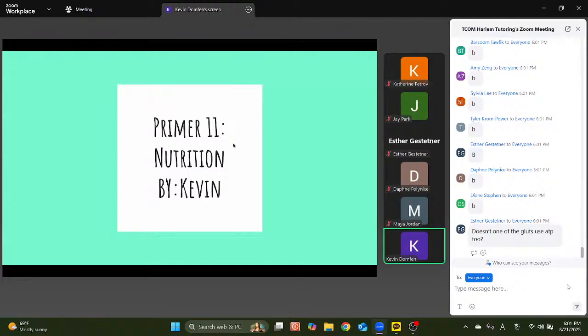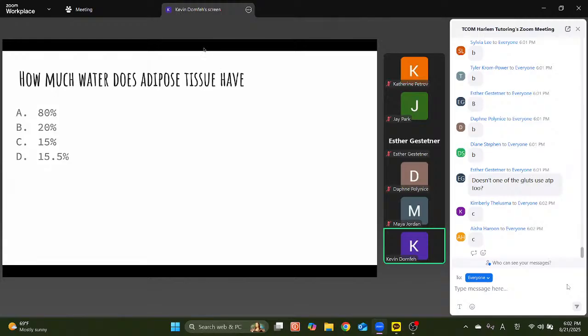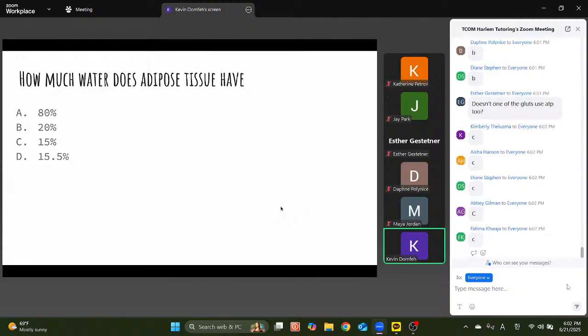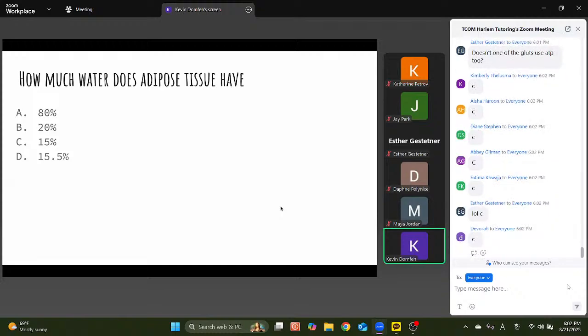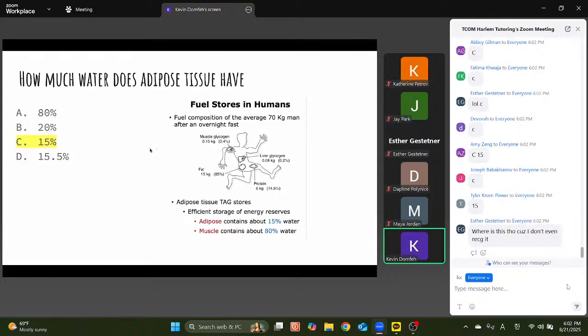All right, so primer 11 is nutrition. How much water does adipose tissue have? Basically, what's the water composition in adipose tissue? This is a you know it or you don't type of question. I dare one of you to pick 15.5. Yeah, it's C. It's 15, right? It's a you know it or you don't type of question. So adipose tissue contains about 15% water.